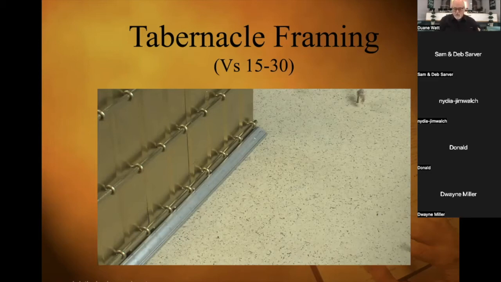And then it says each board would rest on two sockets of silver, one talent of silver for each socket. So each board rested on a base of something that weighed about 264 pounds of the silver. So it was very, very heavy on the bottom of that. In other words, from a practical standpoint, you needed something that was solid, and this was.